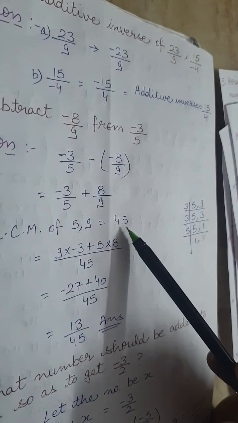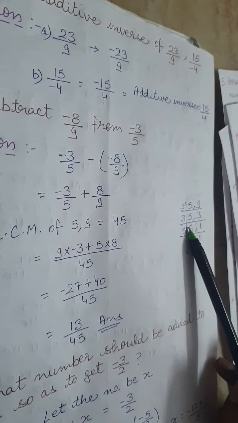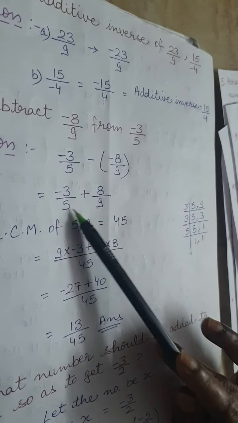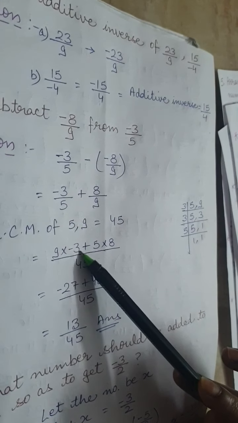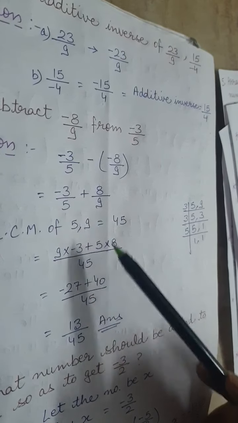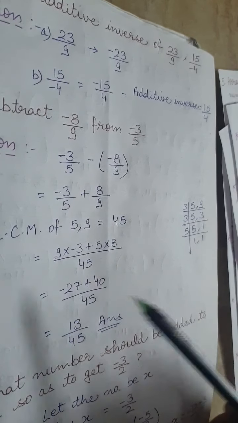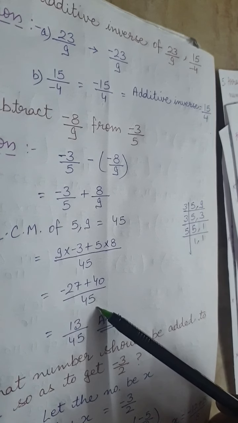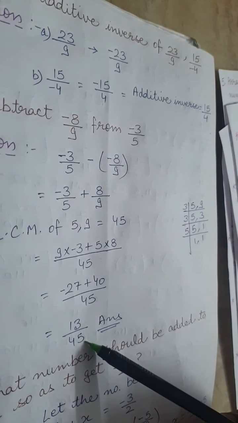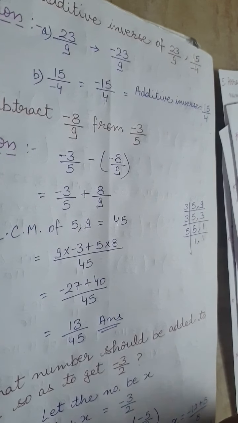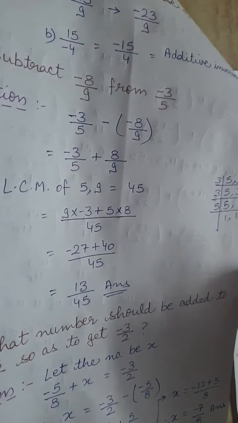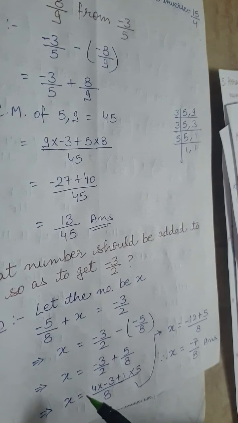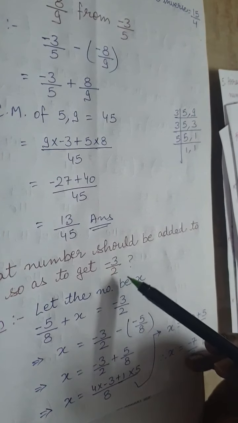Take the LCM of 5 and 9, that is 45. Here the LCM has also been provided for you. 45, now solve it. 5 9 ja 45 multiplied by minus 3 plus 9 5 ja 45, 5 multiplied by 8. So what we get? Minus 27 plus 40 divided by 45, and the answer will be 13 upon 45. Clear? The next question. What number should be added to minus 5 upon 8 so as to get minus 3 upon 2?